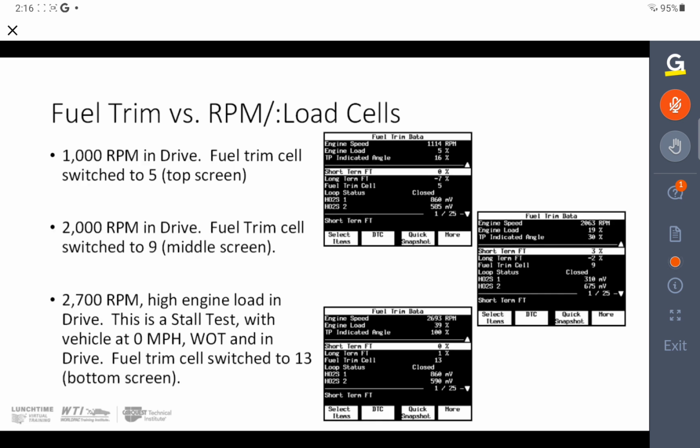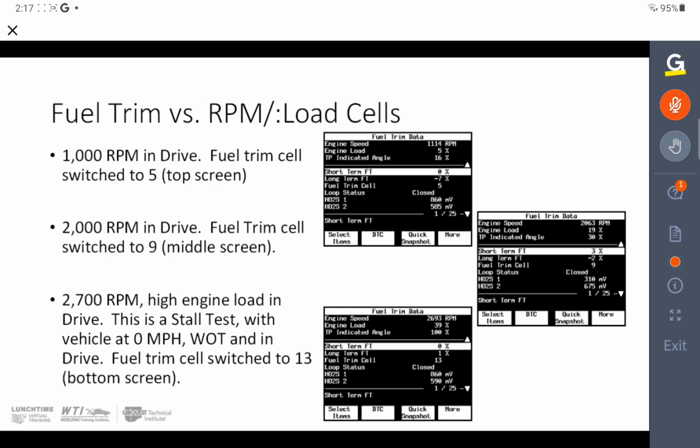These next 3 screens are showing you similar things, but under different conditions. The top screen is showing you basically 1100 RPM. Our engine load is at 5%, and right now we are operating in fuel trim cell number 5. The middle screen is showing you the engine RPM is at 2000 RPM. The engine load is at 19%, and the vehicle is operating in fuel trim cell number 9.